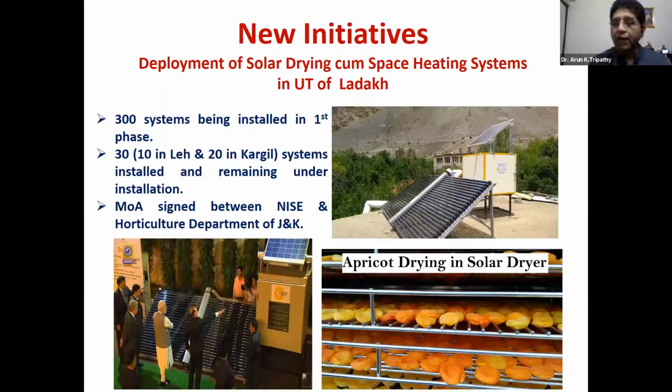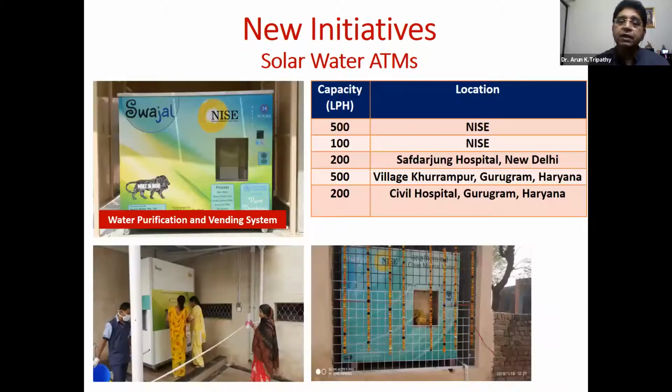Sir, you can see that this is the solar dryer. Solar dryer is a very old technology, which has been developed by our agriculture engineering sector. This is a particular type of solar dryer, which we especially designed for apricot drying in Jammu and Kashmir and the rural areas of Leh Ladakh. We are installing 300 systems in their villages. This is basically a solar drying cum space heating system. Because the temperature there is very low, during the idle time of crop drying the system provides heat to the rural home. This system has become very popular, and the cost is very reasonable. We are installing about 300 systems.